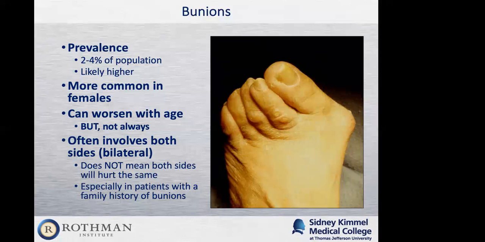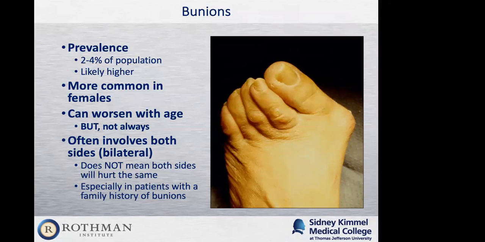So in terms of the prevalence of bunions, it's estimated that 2 to 4% of the population has a bunion. I would argue that it's probably higher than that. It is more common in the female population. These deformities can worsen with age, but that is not always the case.